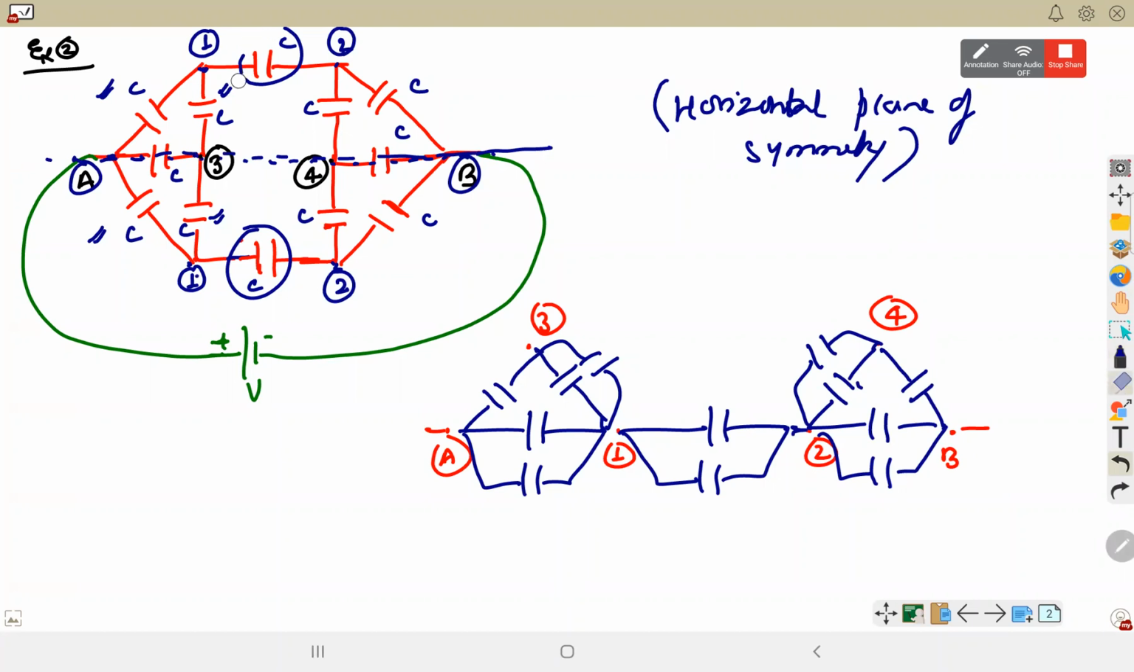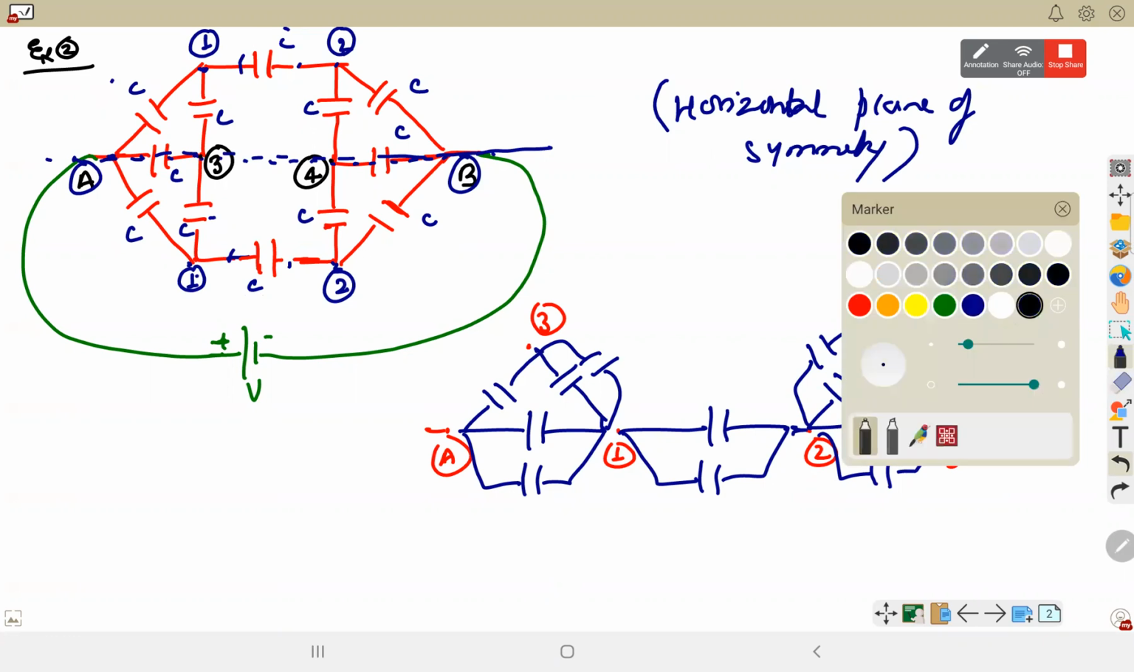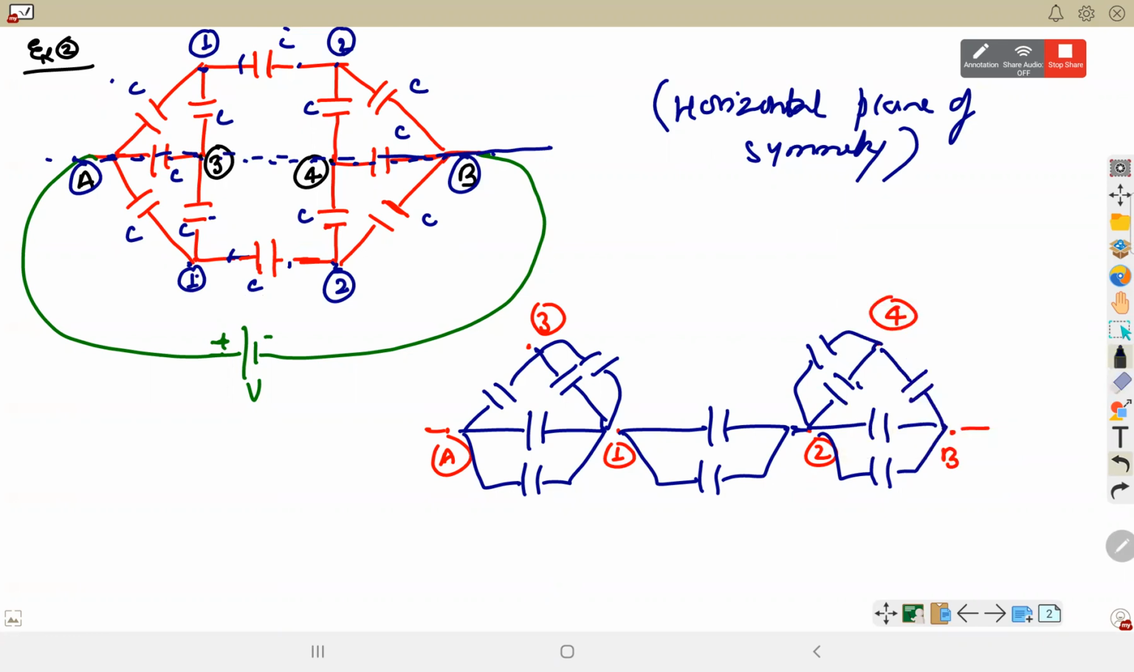Now what we did, we redraw the circuit by the numbering method. Each terminal we number. A and B at the ends. A and B are the terminals. 1, 1 at the top. 2, 2 is at the bottom. And there are 2 more junctions. One is named 3, the other is named 4.